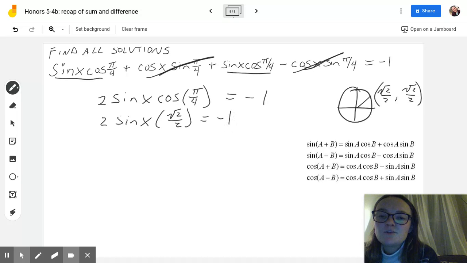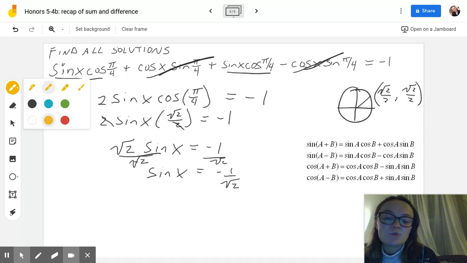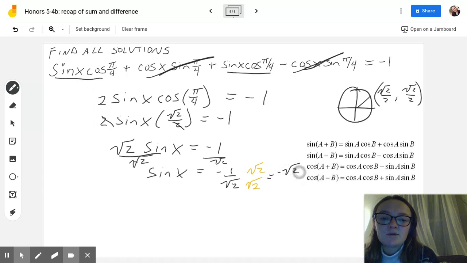If I multiply these out, these 2's are going to cancel. So I have radical 2 sine of x is equal to negative 1. So sine of x is equal to, let's divide by radical 2, divide by radical 2. I'm going to get negative 1 over radical 2. Don't really recognize that. Don't really remember that being on my unit circle. So I'm going to rationalize and see if I get anything that I do recognize. I'm going to multiply by radical 2 over radical 2, which is going to give me a result of negative radical 2 over 2. Ooh, that does happen on my unit circle.